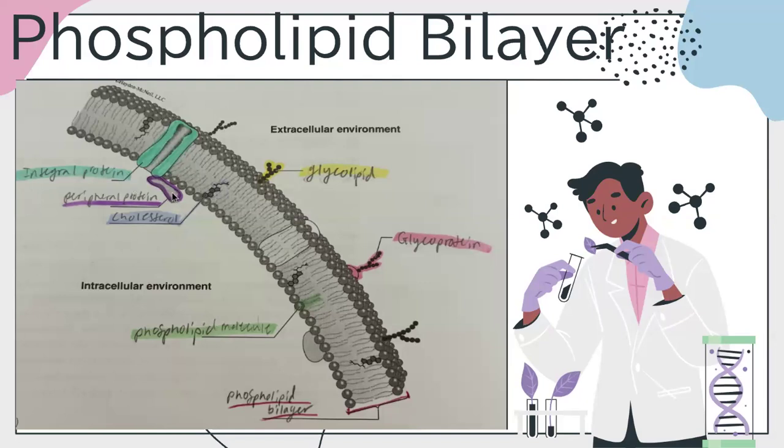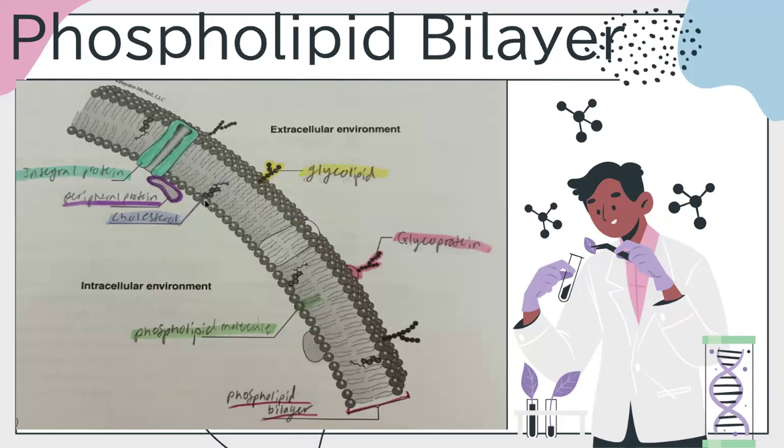Then over here in purple, we have peripheral proteins. Peripheral proteins are usually found along the cytosolic surface of the membrane. So basically, the inside surface. And it is usually right next to an integral protein.